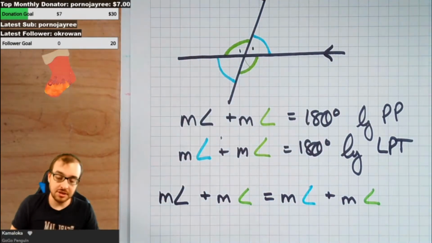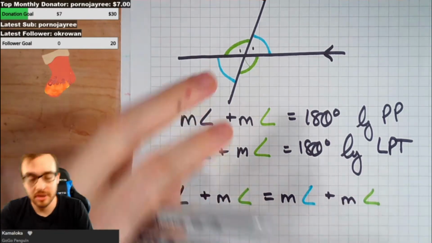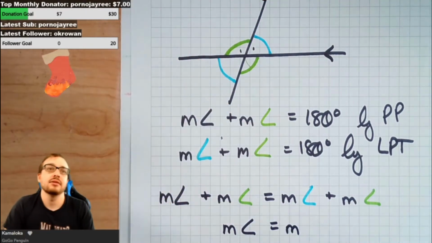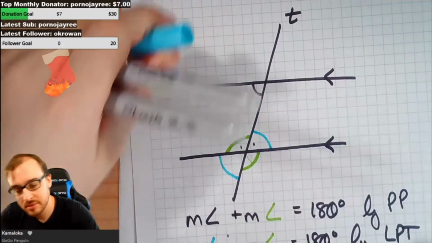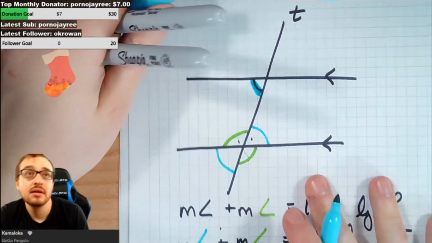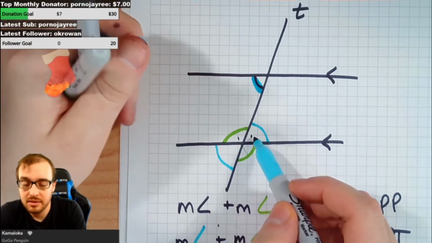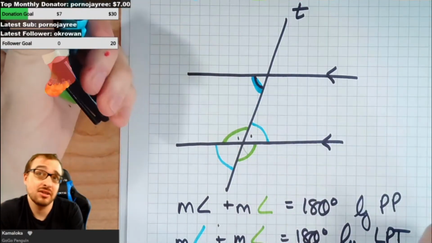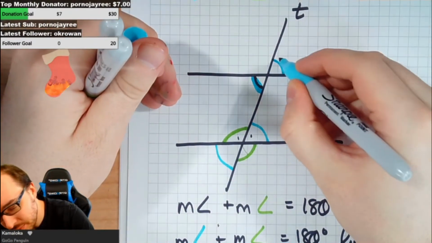And then by the subtraction property of equality, I can subtract the same thing from both sides, right? And I end up with this: the black angle is the blue angle. Again, the idea is that green and blue make 180, and green and something else makes 180. Well, that something else also has to be blue, right? Then I can use vertical angles to get this to be blue.